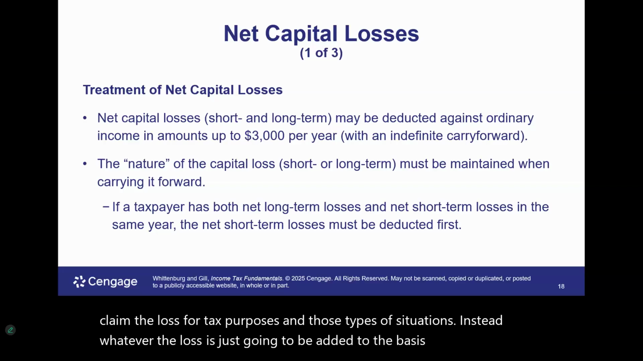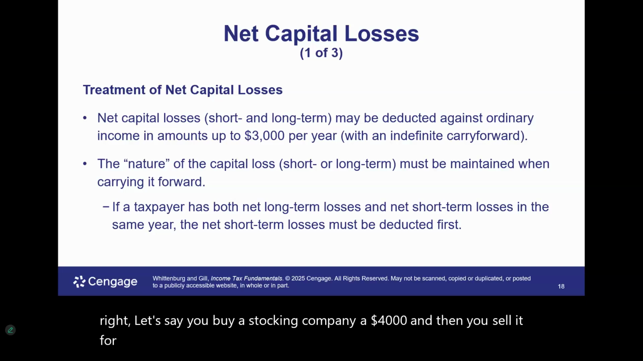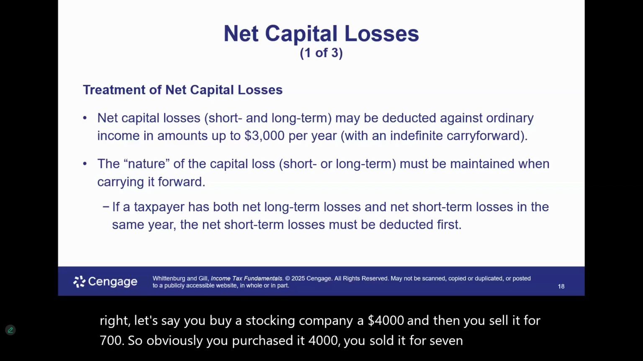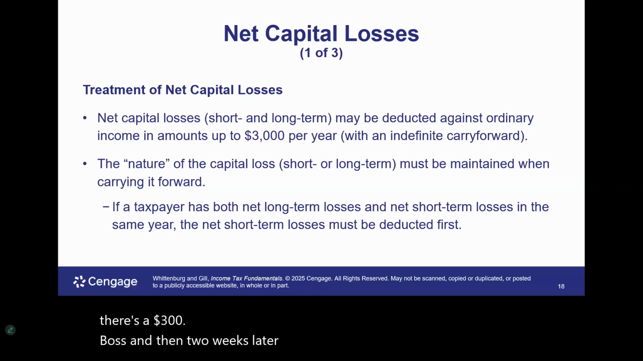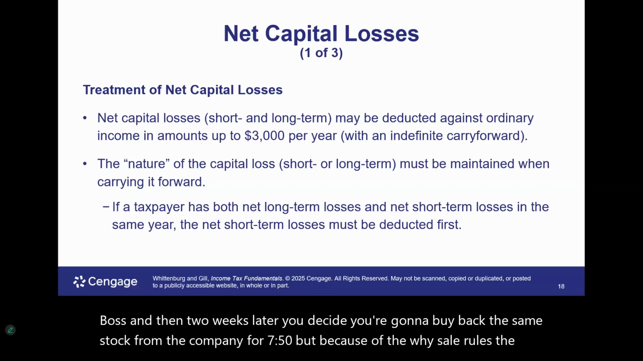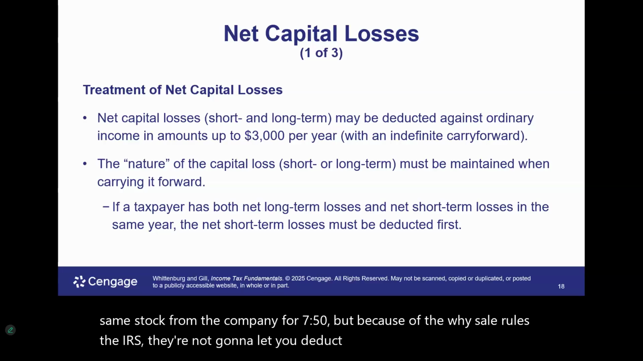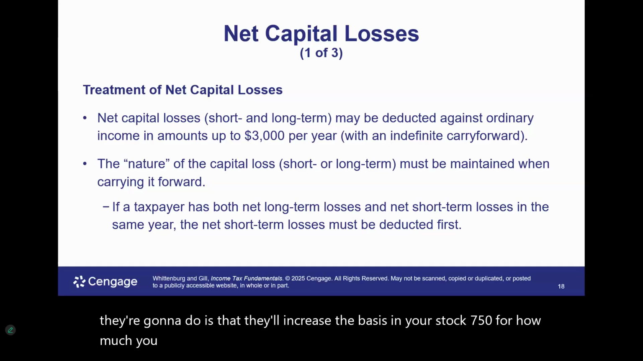So, quick example. Let's say you buy a stock in company A for $1,000 and then you sell it for $700. So obviously you purchased it for $1,000 and sold it for $700. Now there's a $300 loss. Then 2 weeks later, you decide to buy back the same stock for $750. But because of the wash sale rules, the IRS is not going to let you deduct that $300 loss right now. Instead, they'll increase the basis in your stock to $750, how much you paid, plus the $300.